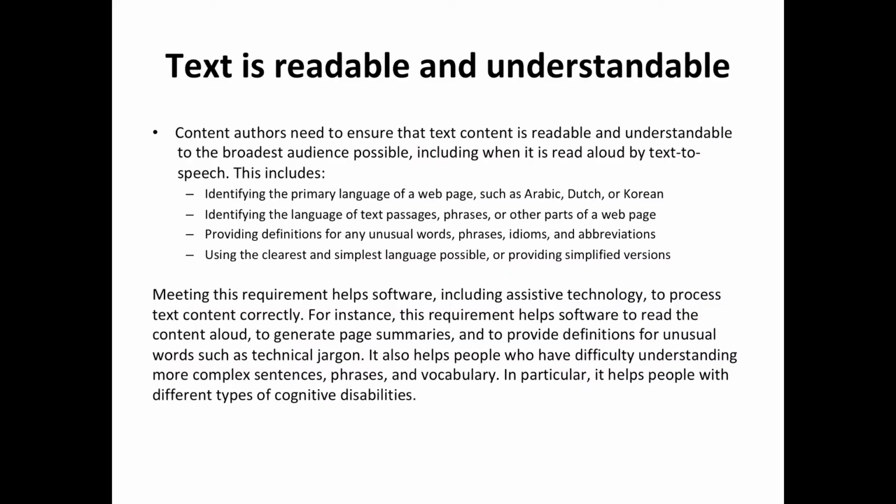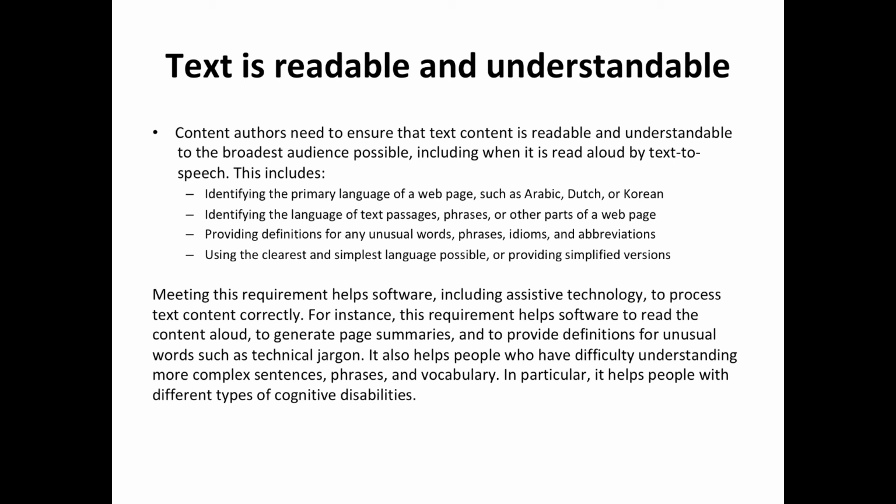Another regulation is that text is readable and understandable. Content authors need to ensure that text content is readable and understandable to the broadest audience possible, including when it is read aloud by text-to-speech. So this includes identifying the primary language of a web page, such as Arabic, Dutch, or Korean. So whenever you're starting out your HTML, you make sure that you define the language of your site. Identifying the language of text passages, phrases, or other parts of a web page. So if you are having different passages in different languages, making sure that you are identifying that as being in a different language, if that's something you're doing.